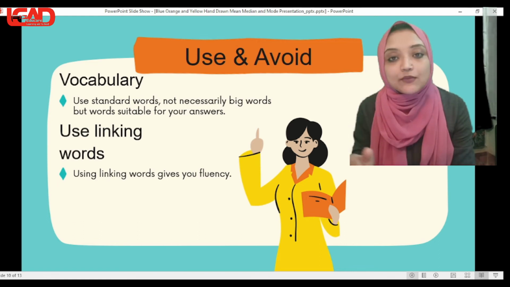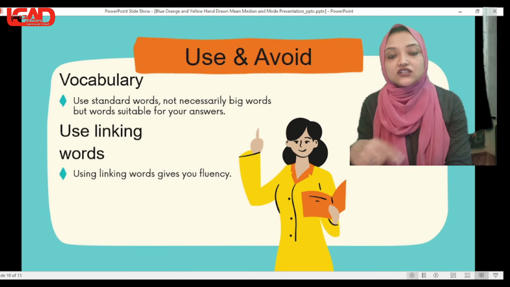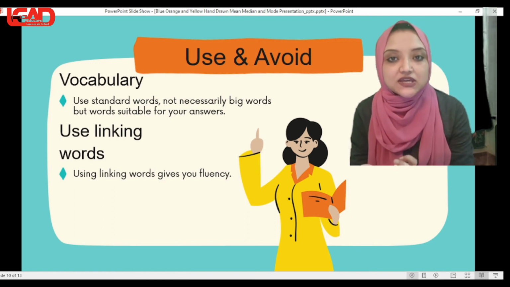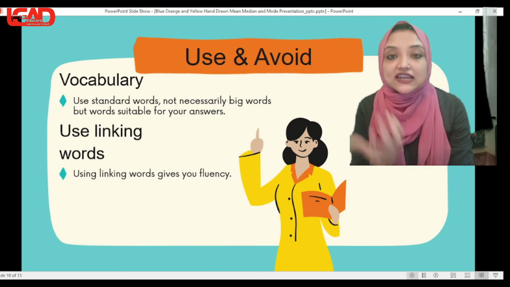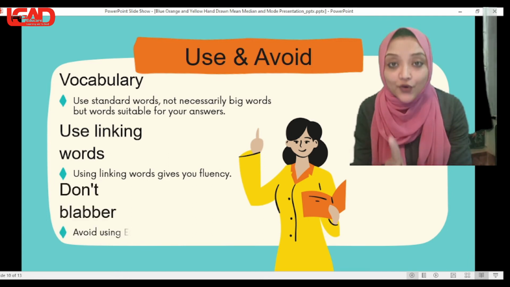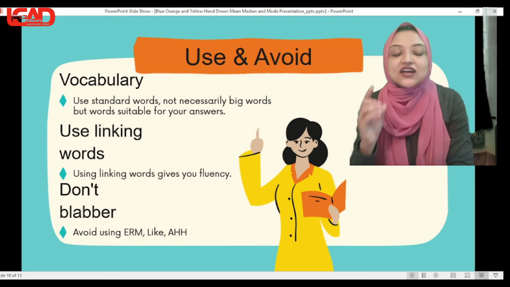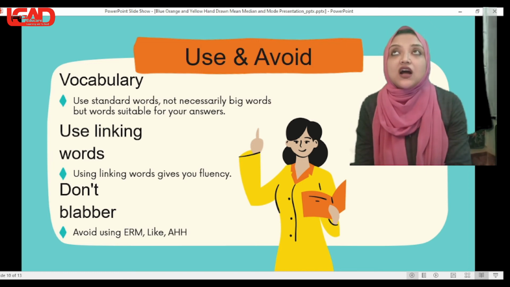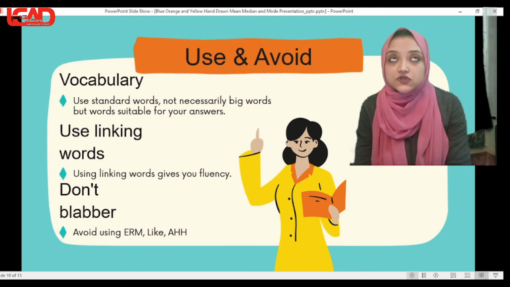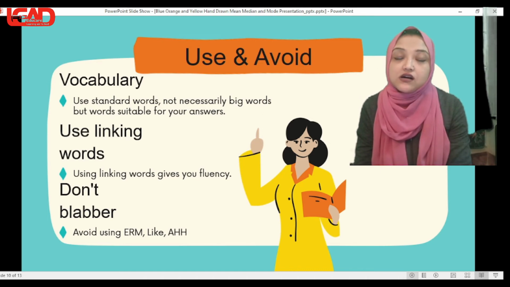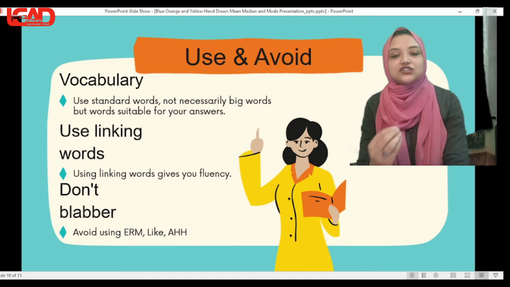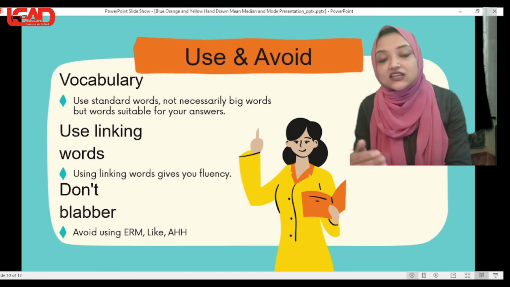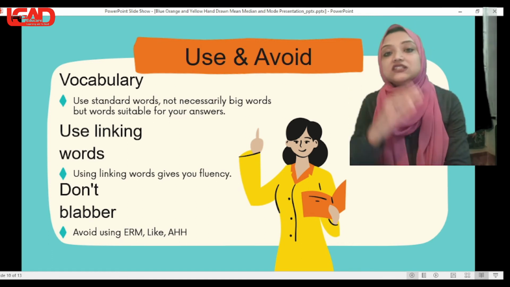Also, when you're giving examples and reasons, use linking words to continue the fluency. Linking words show that you have fluency in your speaking. So always try and use linking words. But avoid, do not blabber. Don't go like, also, I also think. Don't do that. It puts such a bad impression. So rather than using these, you can use linking words to continue the fluency.